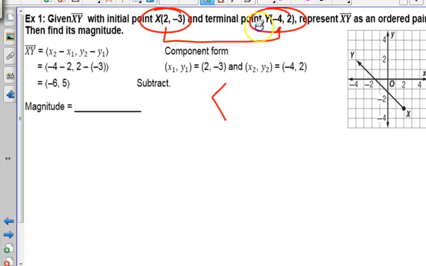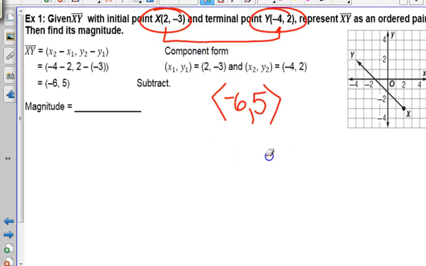2 to -4. Kind of gave that one away. That would be -6, right? -3 to +2, 5, okay? If you want to use the rule, you have to start at the end and subtract the first one. So -4 minus 2 is -6. 2 minus -3 becomes plus positive.